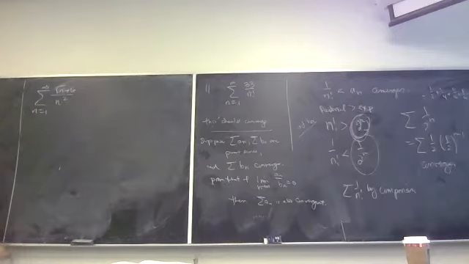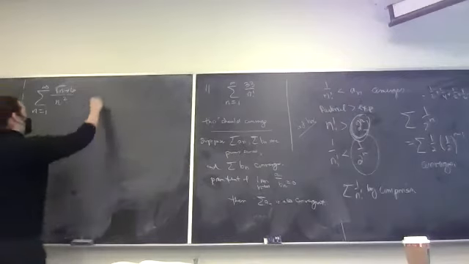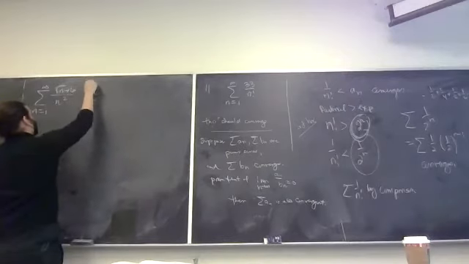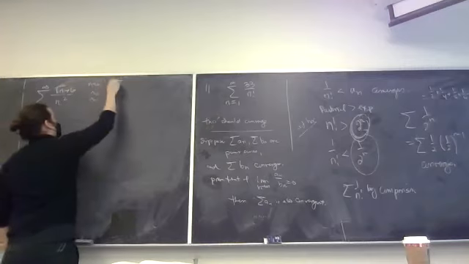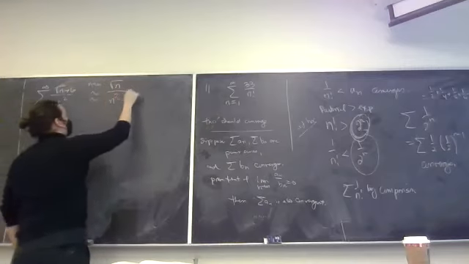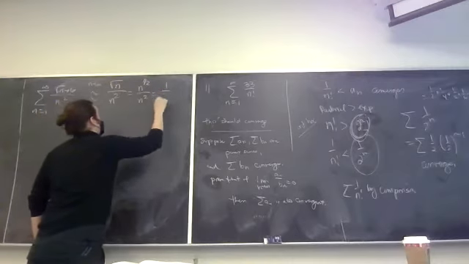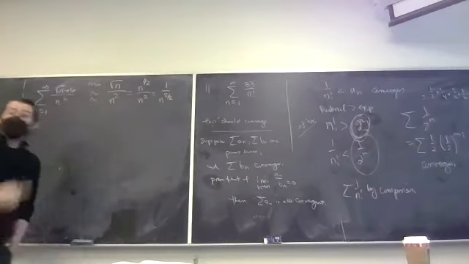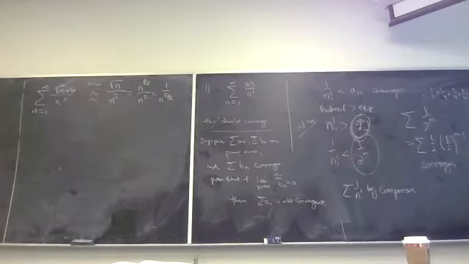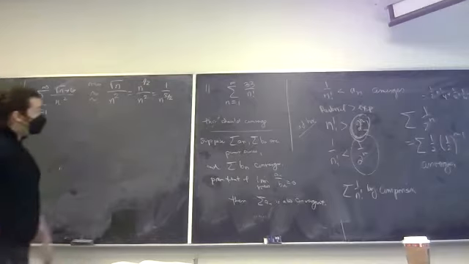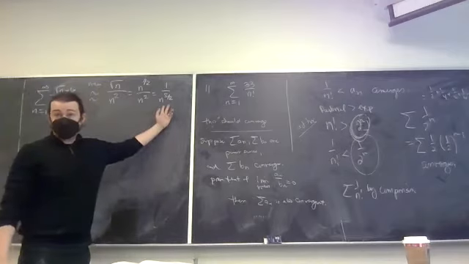I got multiple questions about this in Slack, by the way. 1 over n to the 3 halves. How'd you get that? When you go to infinity, the 6 goes away. Yeah. Okay, so that's what you should believe is happening in this series, right? That this thing is actually on the order of a P series, P equals 3 halves.